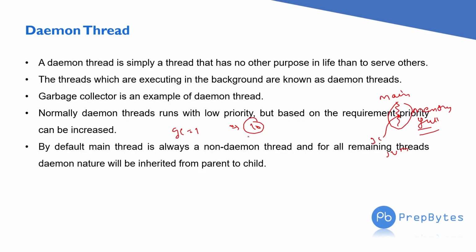By default, the main thread is always a non-daemon thread. This is an important point. For all the remaining threads, the daemon nature is inherited. For example, if the parent is a daemon, the child is also a daemon. If the parent is a non-daemon thread, the child is also a non-daemon thread. In all the examples we have seen till now, we have the main thread and a child of the main thread, so the child will also be a non-daemon thread.